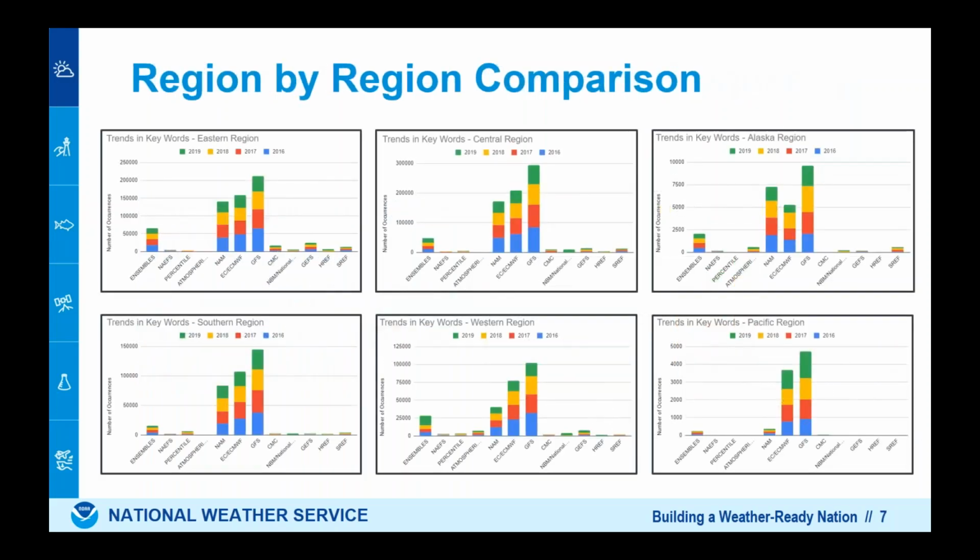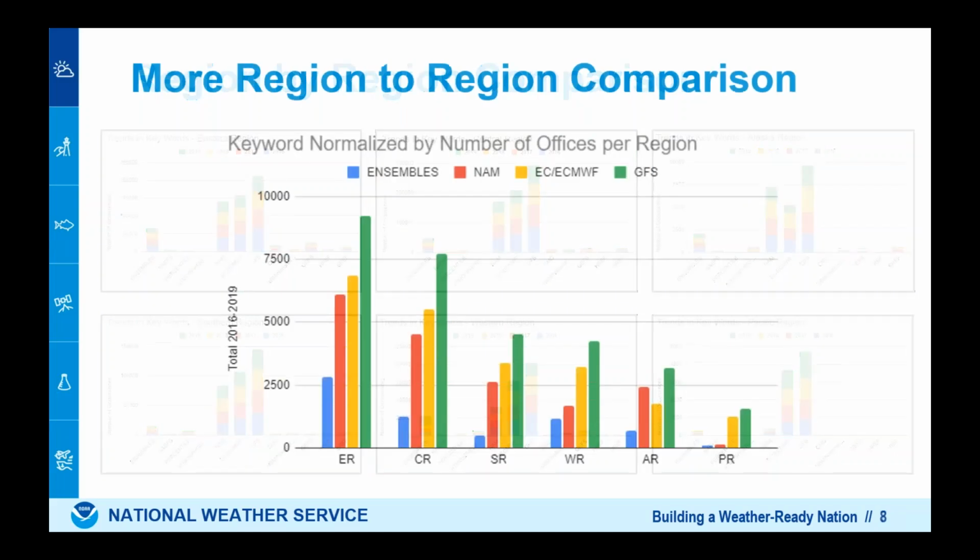So we can break this down further to see if there's any difference from region to region. I'm just taking the keywords in this case. This is just a total count of how many times these are referenced. Same trend across all the regions. Again, the NAM, European, and GFS stand out. There may be some differences, where in Alaska region there's a little less of the European relative to other regions. And then in Pacific region, you see very few of the NAM. That's just because of model domain. But in all cases, the ensembles are significantly lower than what we're doing with the NAM, European, and GFS.